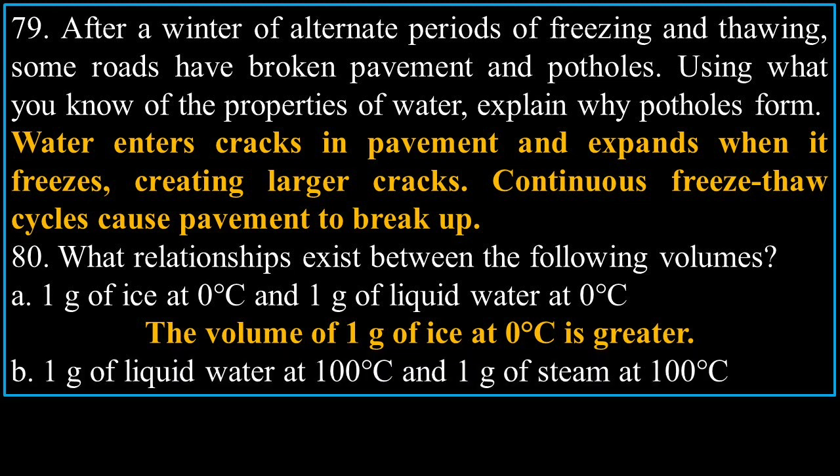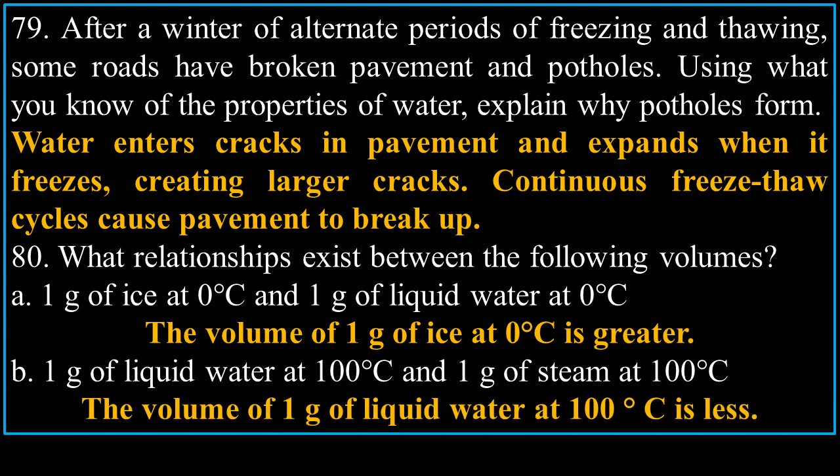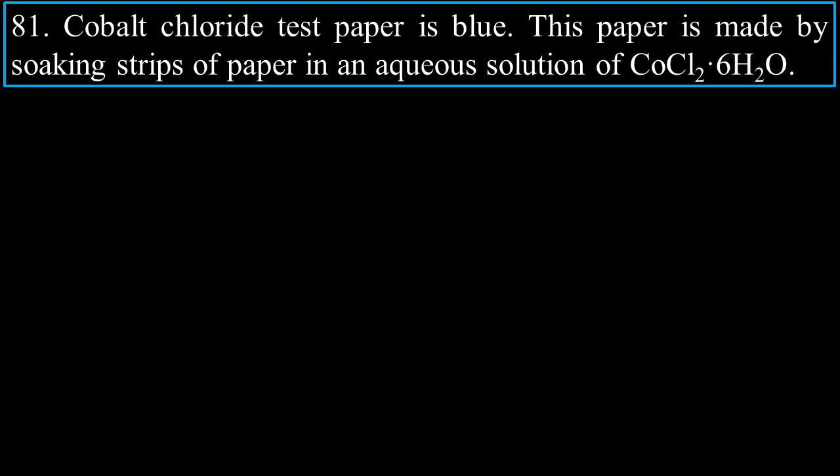1 gram of liquid water at 100 degrees Celsius and 1 gram of steam at 100 degrees Celsius. Again, there's a density situation going on here. There are other things involved, such as heat of vaporization as well, but this is talking about density. The volume of 1 gram of liquid water at 100 degrees Celsius is less. When that turns into vapor, the volume is going to be much greater.